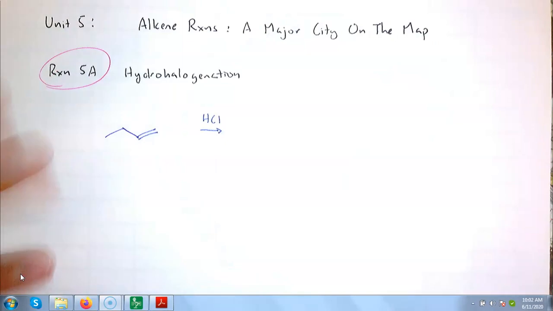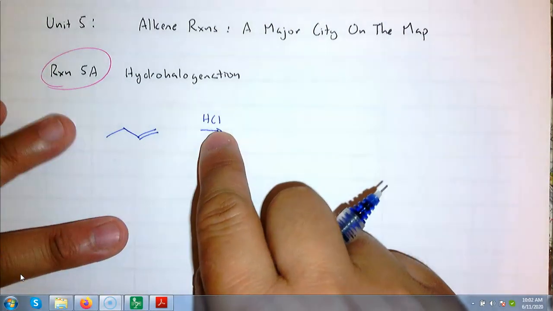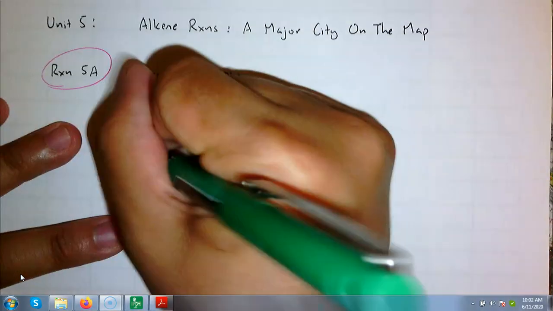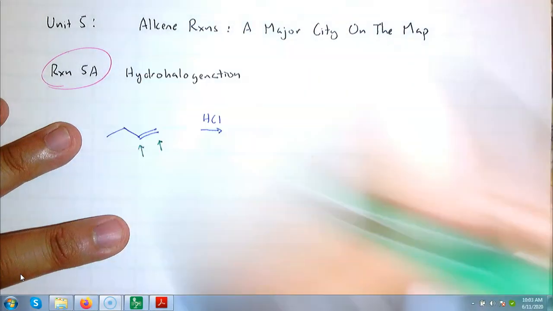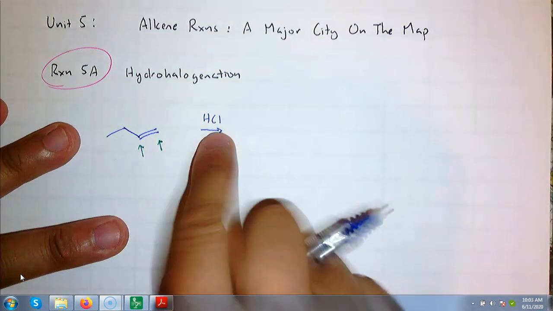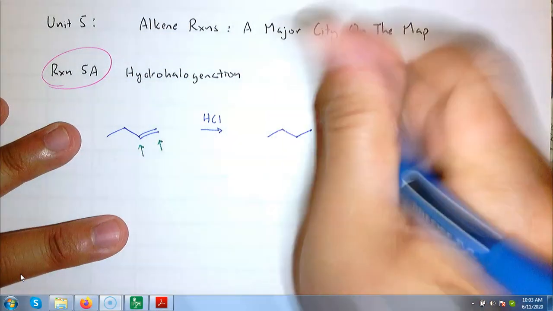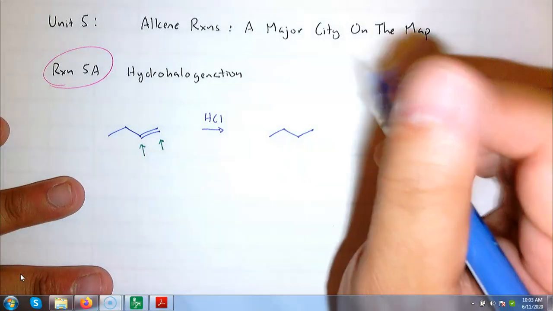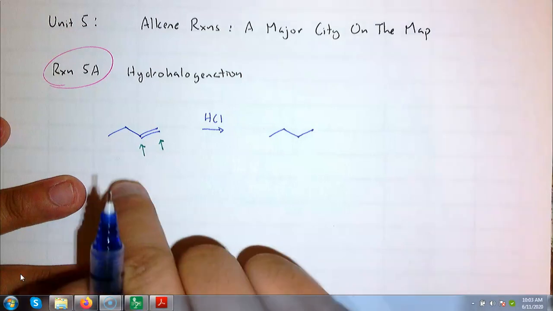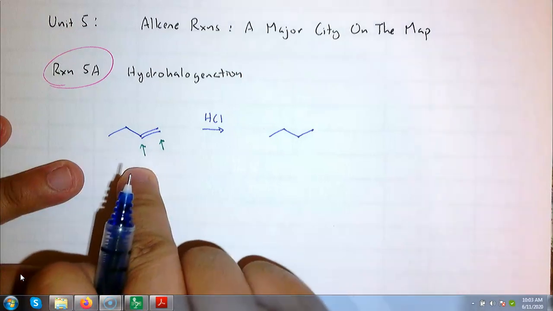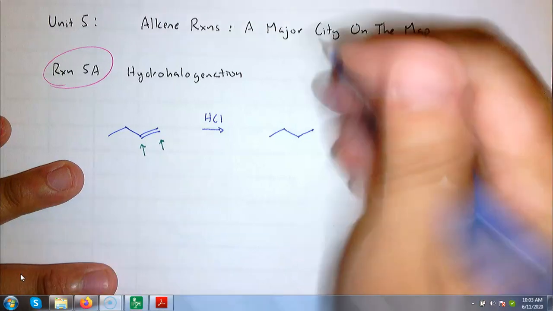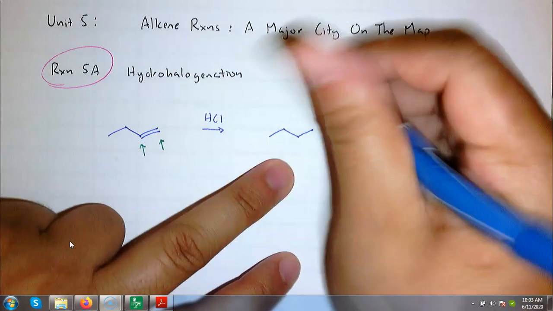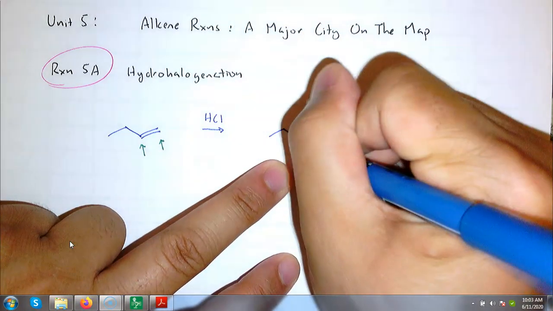I like to put the reagent above or below the arrow. In this case, I'm going to have hydrochloric acid, and I'm going to add an atom to that carbon and an atom to that carbon. And the 2 atoms I'm adding are hydrogen and chlorine. I picked a medium challenge example because in this case I do want you to understand that there might be stereoisomers, and I'll explain this in just a bit.